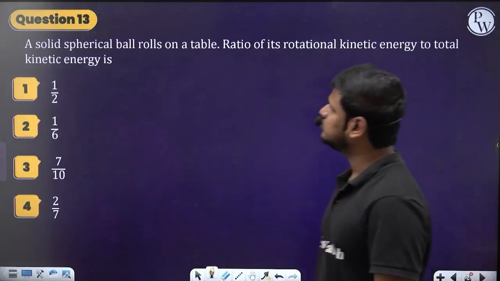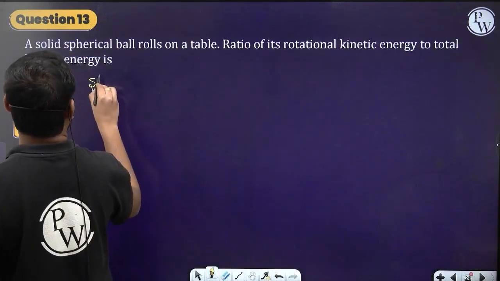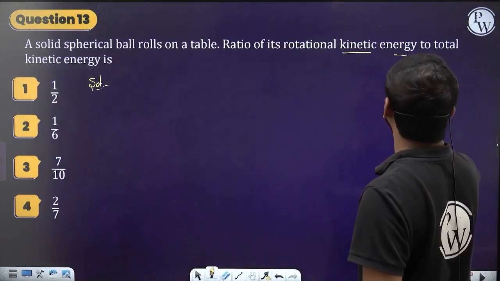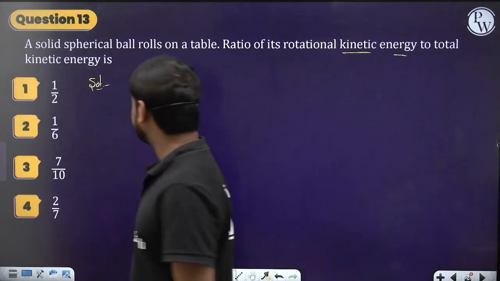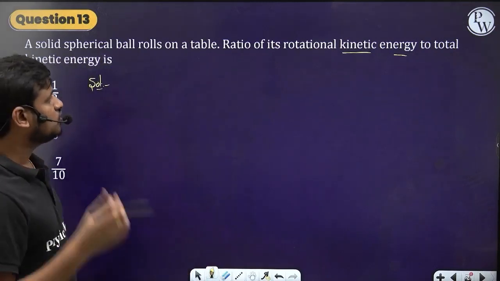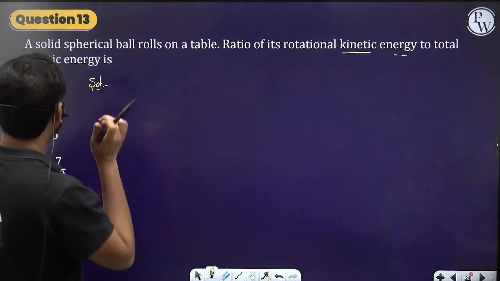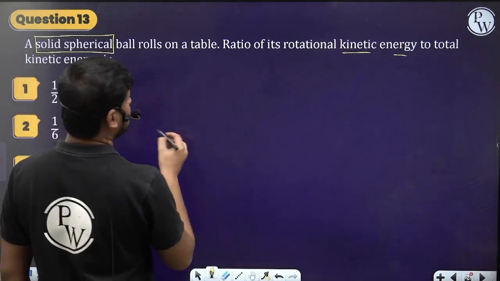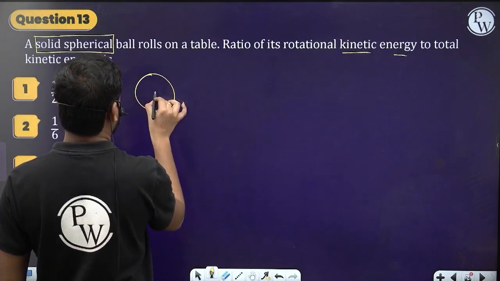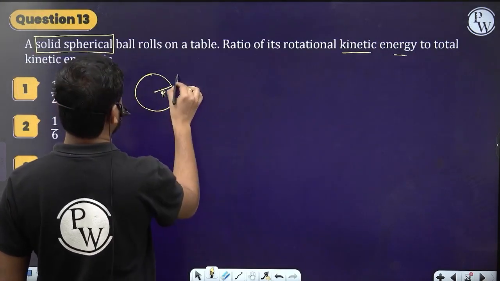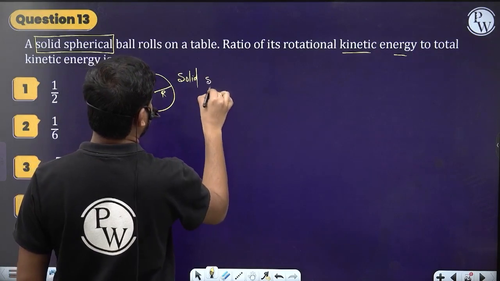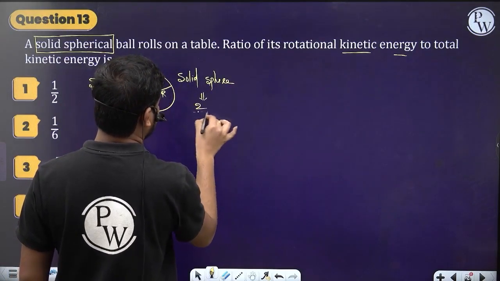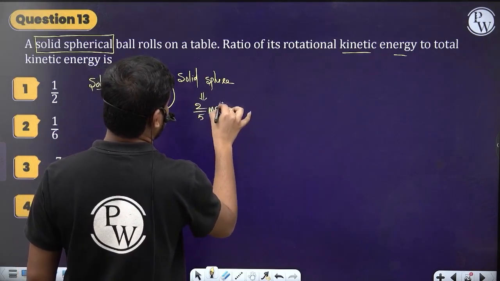Chalo, let's take one more question. A solid spherical ball rolls on a table. The ratio of rotational kinetic energy to the total kinetic energy is asked. So which one is rolling? The solid spherical ball, having radius r. Solid sphere, whose moment of inertia will be 2 by 5 m r square.